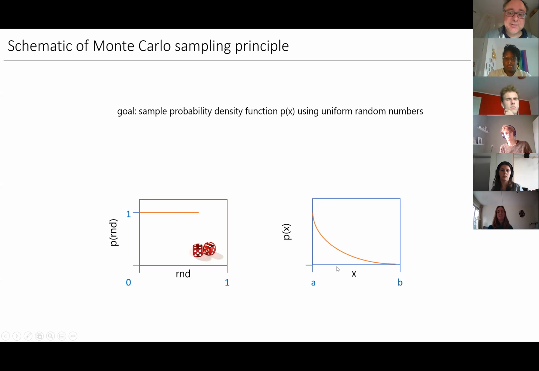If you would integrate this over the domain, it would be 1. True probability density function. And what we have available is this from the computer. We get uniform random numbers somewhere between 0 and 1, all with equal probability.